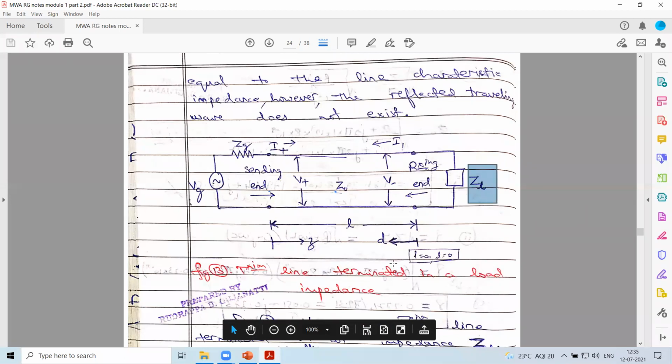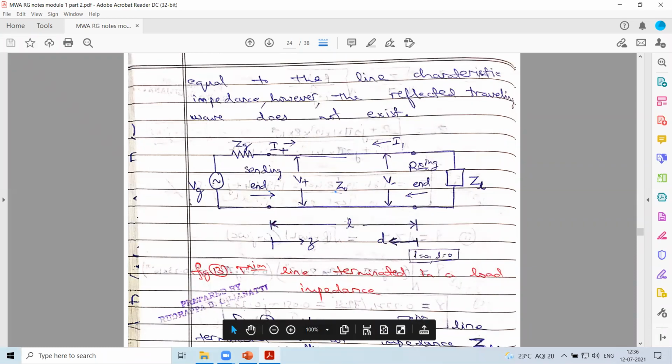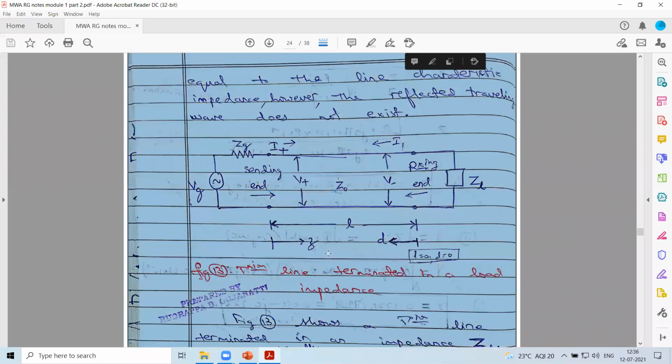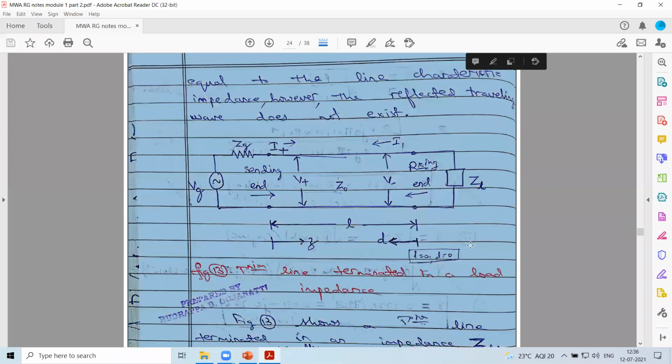Then there are two or three parameters we look out for. What is the length of the transmission line? The length of the transmission line is identified by the parameter L. Assuming this is placed along the Z axis, with Z increasing in this direction, we'll have a parameter associated with Z. This Z will be measured from the generator end. And there is another parameter, which is termed D here.